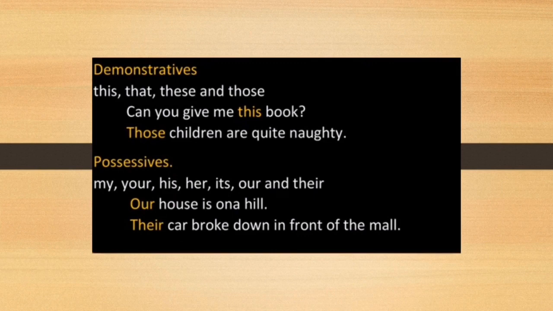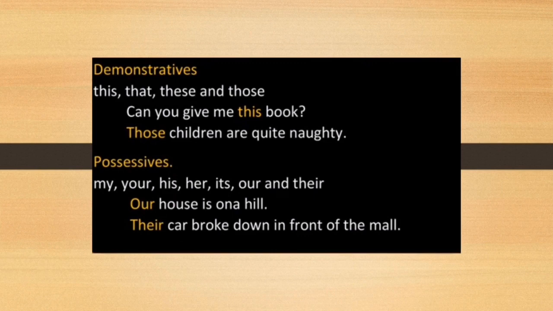Next, their car broke down in front of the mall. Now whose car? Their car, उनकी car. So here what is the word their doing? It is showing the possession of the car, कि actually में car किसको belong करती है? It's their car broke down in front of the mall. So here also the word their is doing what? Showing possession, that to whom does the car belong, right? Okay, so these are possessives. They show possession or ownership.